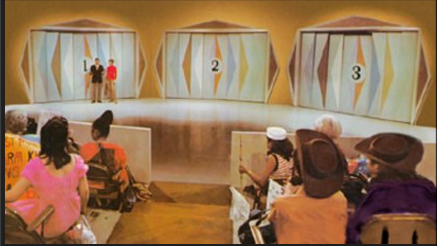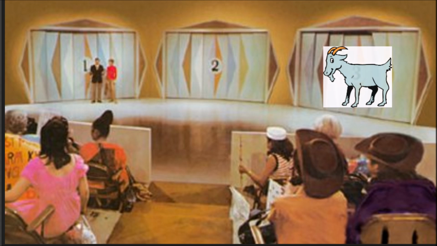The Monty Hall problem is a brain teaser. It's named after the original host of the American television game show Let's Make a Deal. Suppose you're in the game show and you're given the choice of 3 doors. Behind one door, there's a car. Behind the others, goats. You pick a door, say number 1. And the host, who knows what's behind the doors, opens another door, say number 3, which has a goat. He then says to you, do you want to pick door number 2? Is it to your advantage to switch your choice?